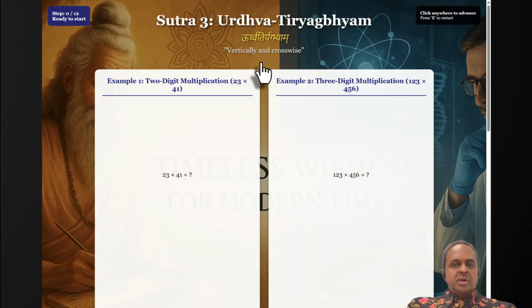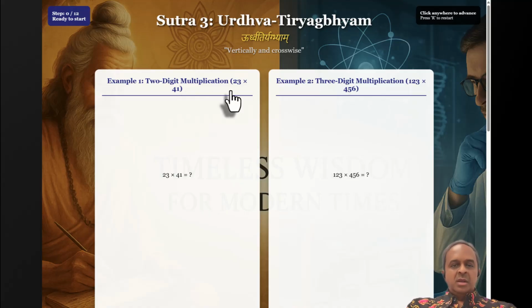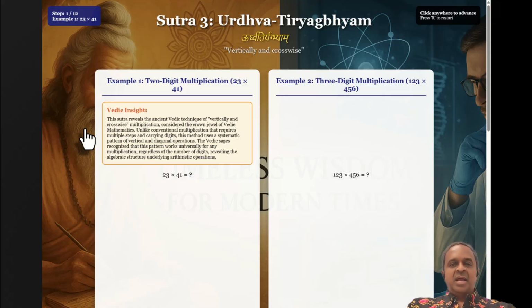So the first example, we're going to do a 2-digit multiplication. Okay, 23 by 41. So like before, let's look at the Vedic insight of this sutra, Urdhva-Tiryagbyham, how it applies to multiplication from a modern math perspective. So this sutra reveals the ancient Vedic technique of vertically and crosswise multiplication, as we taught.